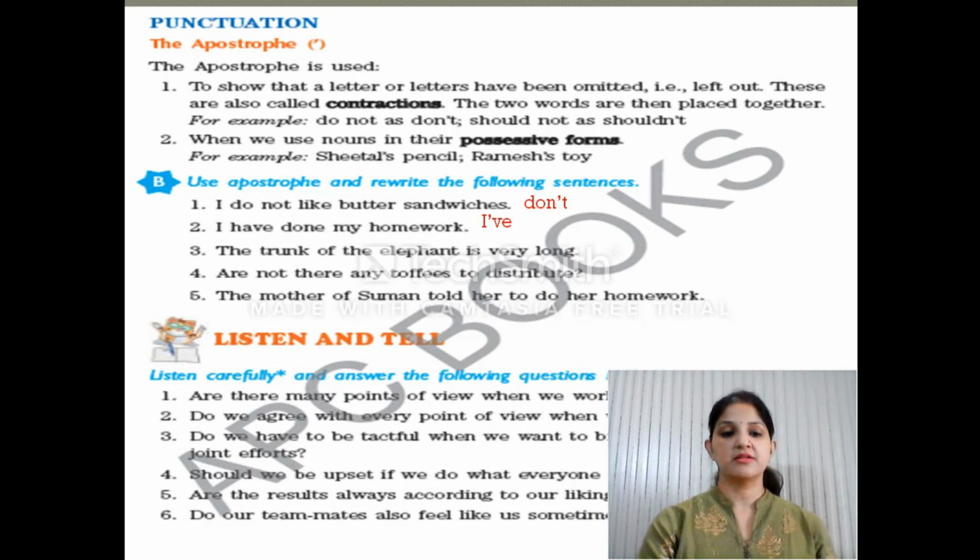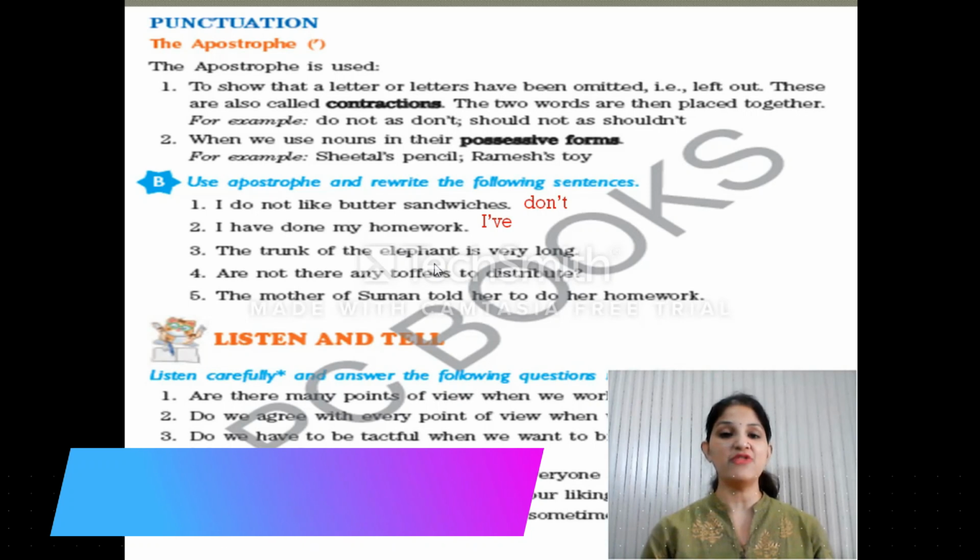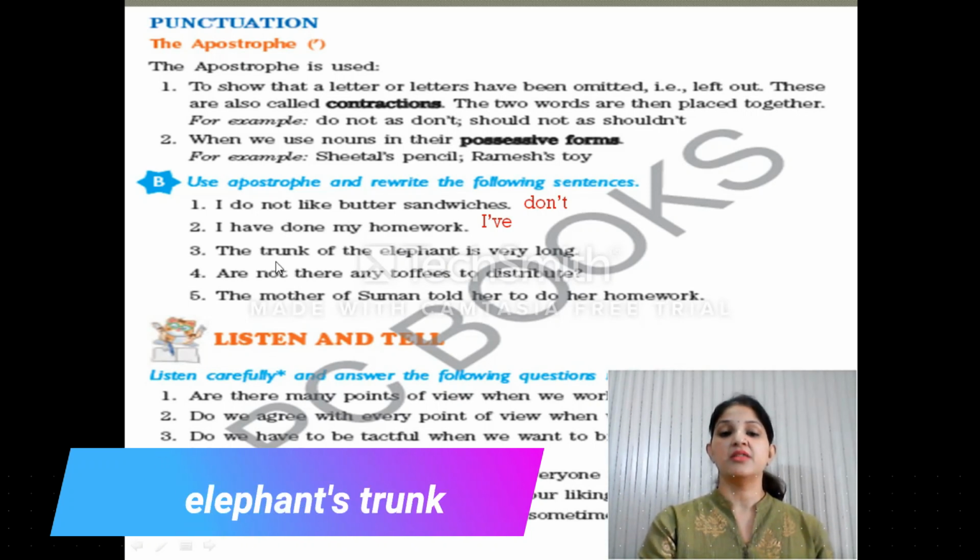Now the third sentence is the trunk of the elephant is very long. As you can see, we are talking about something that belongs to the elephant. So how will we write about the possession? I told you before. We are talking about the elephant's trunk. So here the sentence will be like this: the elephant's trunk is very long.